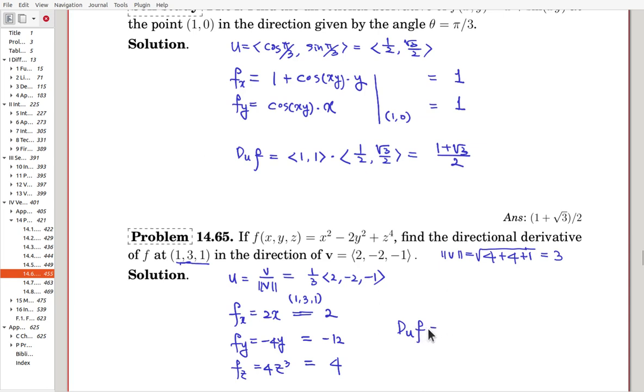So D_u f must be the gradient (2, -12, 4) dotted with the direction vector u, which is 1/3 times (2, -2, -1). The constant 1/3 will go out, and multiplying, there is 4, and now there is 24, and there is a minus 4. Right? So you can simplify to get the final answer.